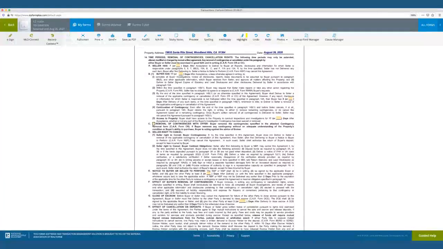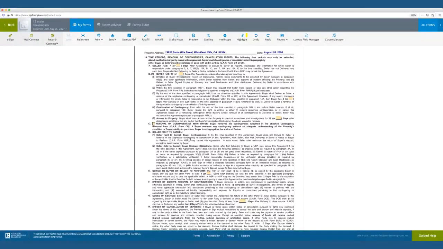So once those sellers sign it, the only reason they can cancel is if the buyer doesn't perform. And if they don't perform, then they can cancel the contract. So it's really important to go over that with your seller.